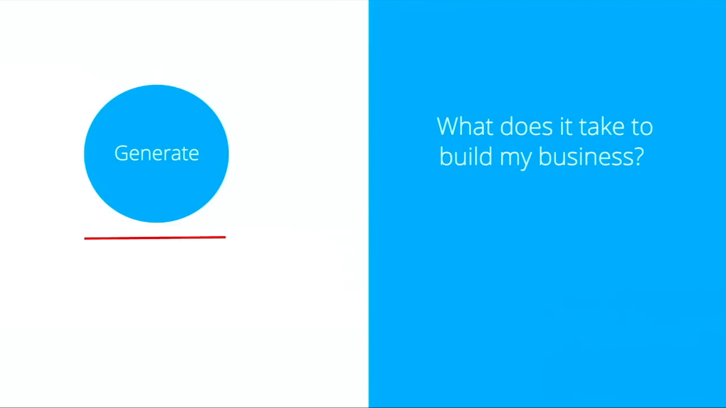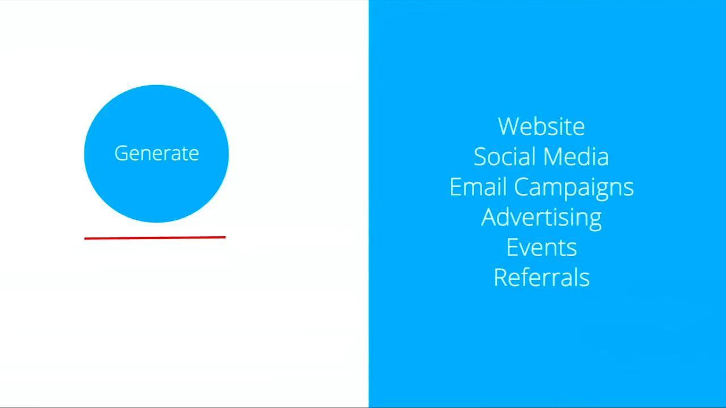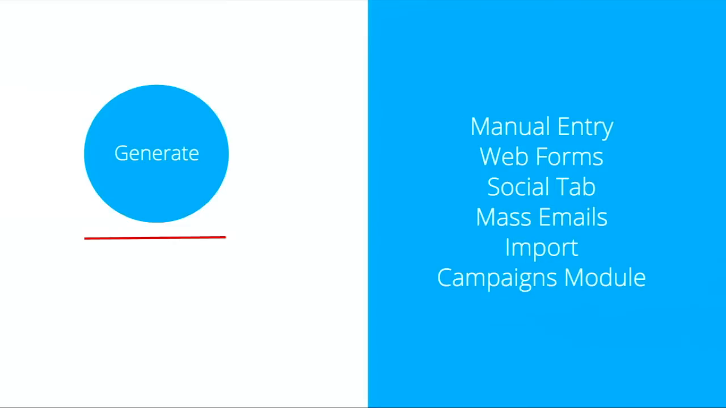Generate. So what does it take to build my business? Your website, social media, email campaigns, advertising, which is both digital and print, events, and referrals. So that's where we get our leads from, and then we put that into the CRM in different ways. If you meet someone, you can manually enter their information by adding a new lead. If you have people coming to your website, then you should create a web form or a series of different web forms for different landing pages.